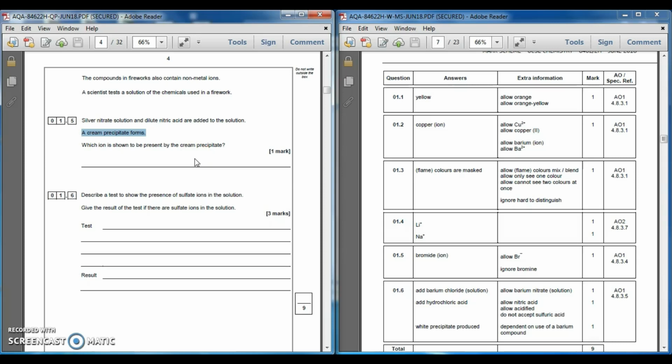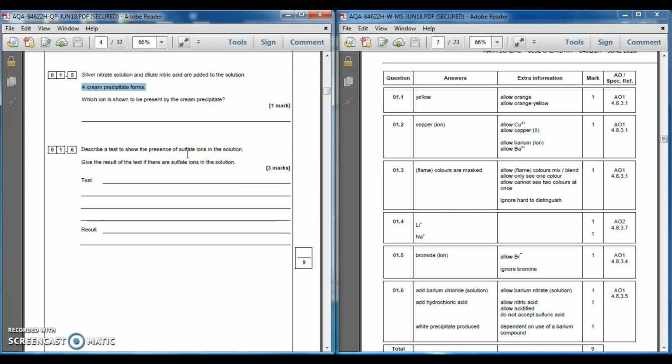The bit that people lost marks on as well, if they got that right, the bromine is the thing that's doing it, but it's an ion, so you have to call it a bromide. Now you're probably going to look up and start arguing with me about this one, but they're being very, very specific on this. See, it says ignore bromine. So it's the bromide ion.